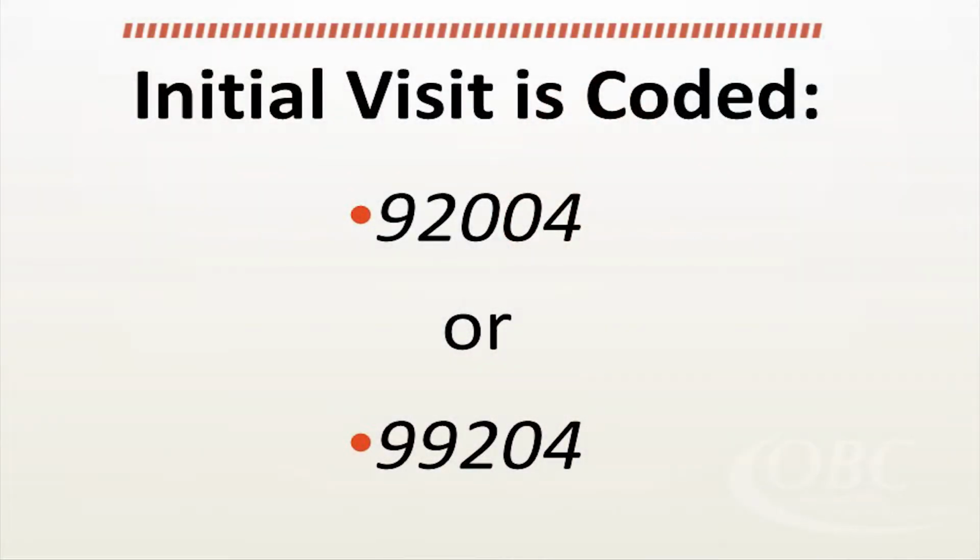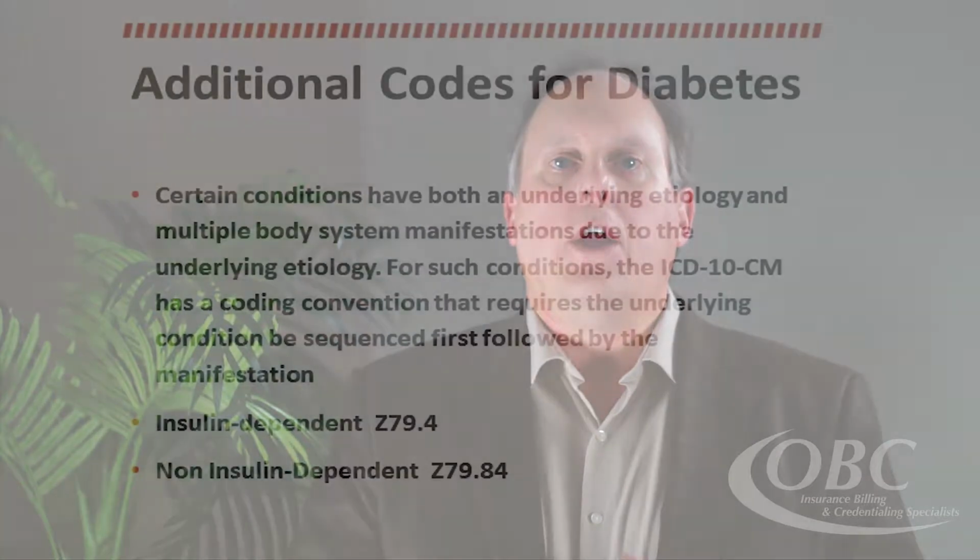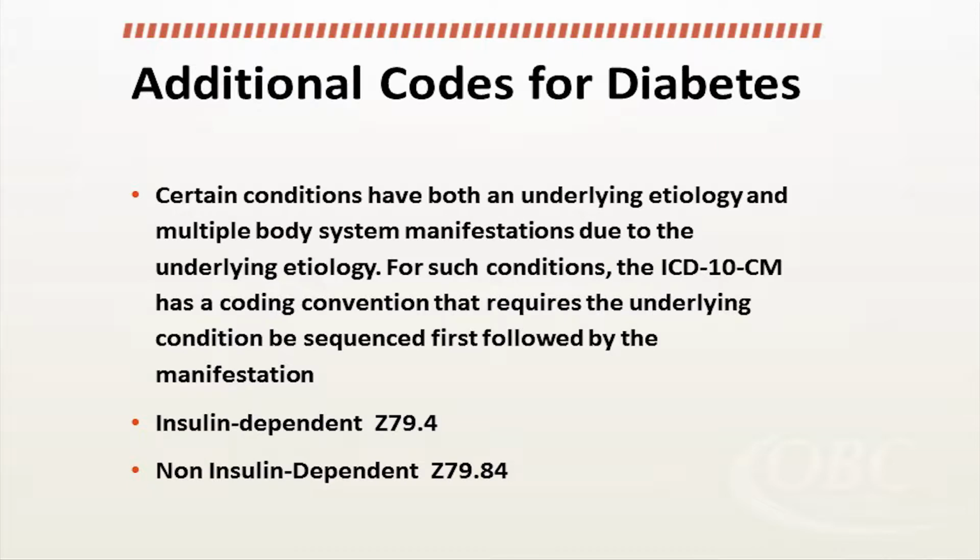The initial visit is typically coded as a 92004 or a 99204 if the appropriate history, elements of exam, and medical decision-making are performed. ICD-10 diagnosis codes for this exam have been updated for 2017 and include using Z79.4 for insulin-dependent diabetes and Z79.84 for non-insulin-dependent diabetes treated with oral anti-diabetic and hypoglycemic drugs. In addition, if diabetic retinopathy is present, the following diagnosis codes may be used.